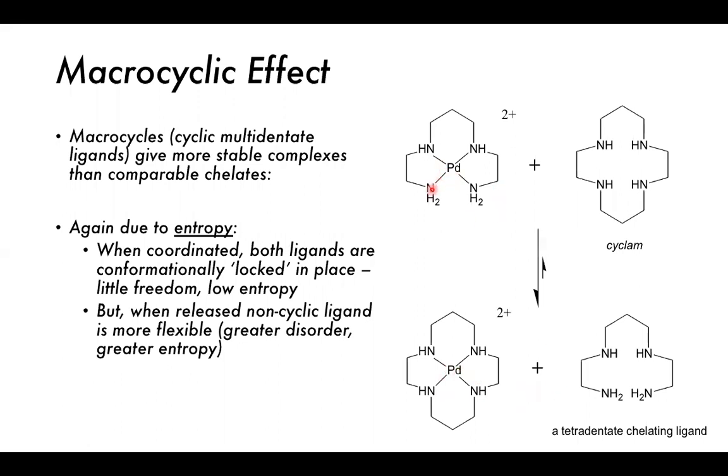Whereas if this bond is broken, this nitrogen can sort of rotate around here, over here, anywhere in this area, or even all the way up to here if it were to rotate freely. So it can cover a huge area, which means that it's harder. I mean, it's easier than a monodentate ligand to reattach, but it's still much harder than it would be for this. So again, due to entropy, when coordinated, both ligands are conformationally locked in space. There's little freedom and low entropy.